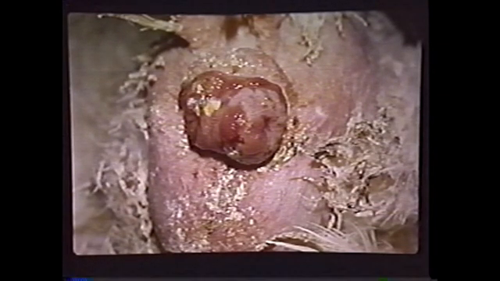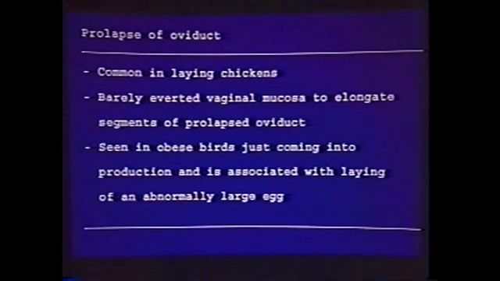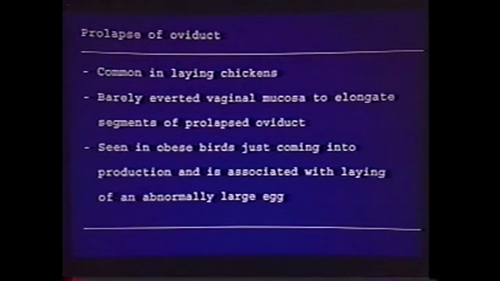What you are looking at here is a prolapse of the oviduct. It's a very severe case. Usually when that happens, it pulls out the cloaca, and part of the intestine comes out with it too. We usually see it in obese hens at an early stage of egg production. When a large egg is produced by a hen that is laying for the first time, the tissues come out with it. Sometimes this is so mild, just barely everted vaginal mucosa is showing.